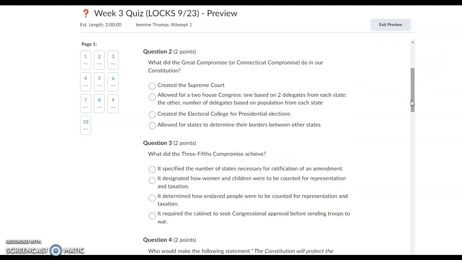Question 2. What did the Great Compromise or Connecticut Compromise do in our Constitution? A. Create the Supreme Court. B. Allowed for a two-house Congress, one based on 2 delegates from each state, the other number of delegates based on population from each state. C. Created the Electoral College for presidential elections. D. Allowed for states to determine their borders between other states.